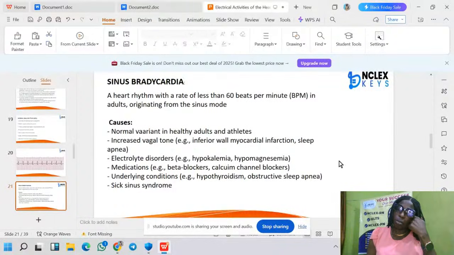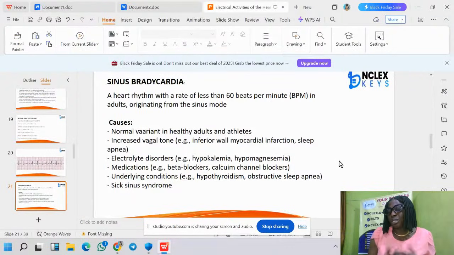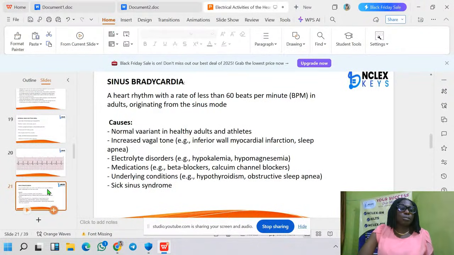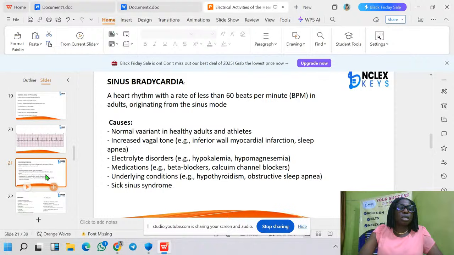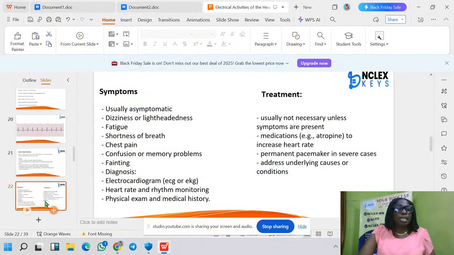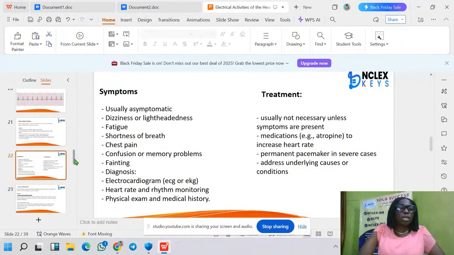When electrolytes are imbalanced, you can have that. If a patient is on a beta blocker or some calcium channel blocker, it can actually happen. Then there are other underlying pathological disturbances that can cause this, which is hypothyroidism. And there is a particular situation of the heart called sick sinus syndrome. It can also cause sinus bradycardia, meaning it originates from the SA node, and yet there is a problem with the pulse.